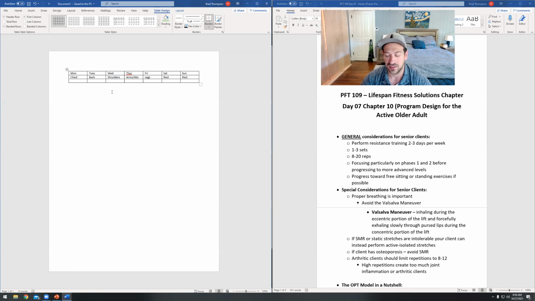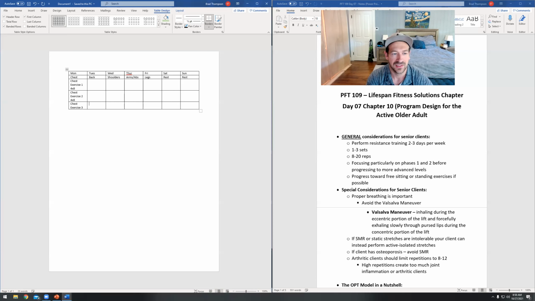So if you were to do, let's say, bench press, and we would do that for 4 sets of 8 repetitions, right? Actually, I'm just going to put chest exercise. Chest exercise 1 for 4 sets of 8. And then we do chest exercise 2 for, let's say, 4 sets by 8. And then we do chest exercise 3 for 4 sets of, let's say, 10. And then we do another one.